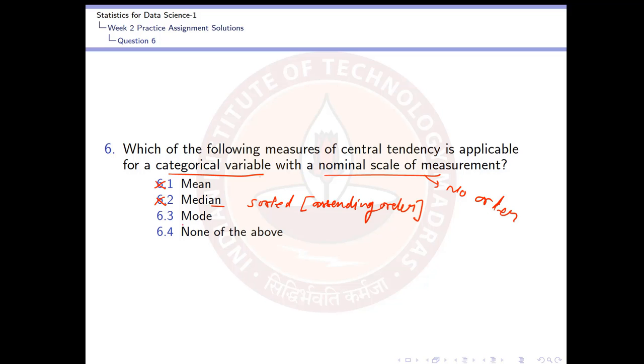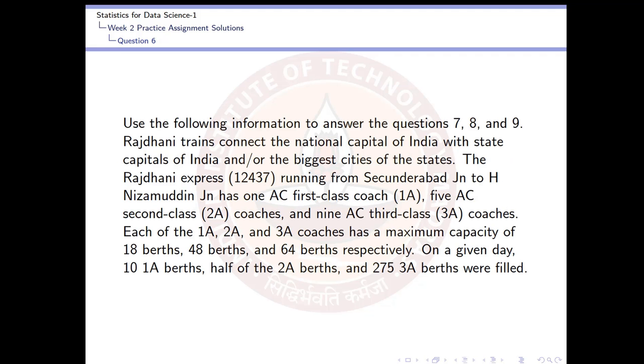And the last measure, mode, shows the most frequent observation. So mode is applicable for a categorical variable within a nominal scale of measurement. So the right answer is C, mode. For questions 7, 8 and 9, we have to use the following information.